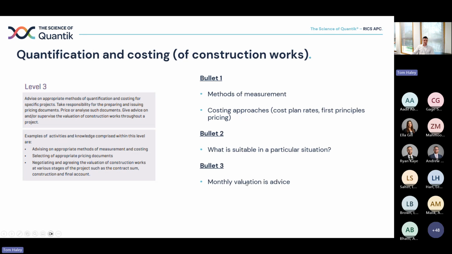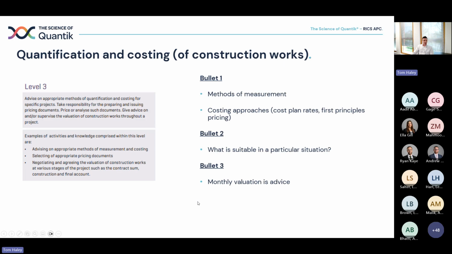And then probably importantly, this bullet 3, quantification and costing. Monthly valuation is advice. You are valuing something, a package of work, or you're valuing a contract. You are advising the business or even your client that is the correct value for that particular month, and they'll either agree with that, in most cases they will, and pay it, or they'll disagree with it. But valuation in itself is advice, because it's often not a perfect science, and judgments need to be made within it. So don't overlook that one.